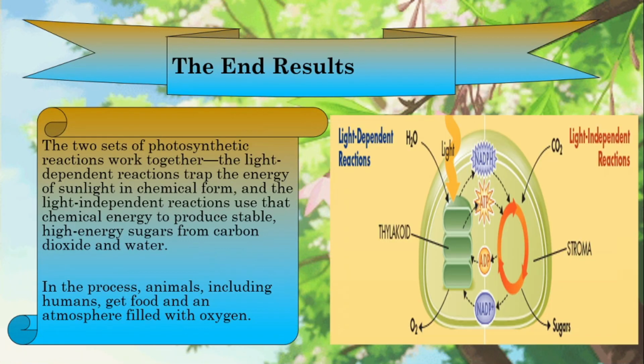End result: the two sets of photosynthetic reactions work together. The light-dependent reactions trap the energy of sunlight in chemical form, and the light-independent reactions use that energy to produce stable high-energy sugars from carbon dioxide and water. In the process, animals, including humans, get food and an atmosphere filled with oxygen.